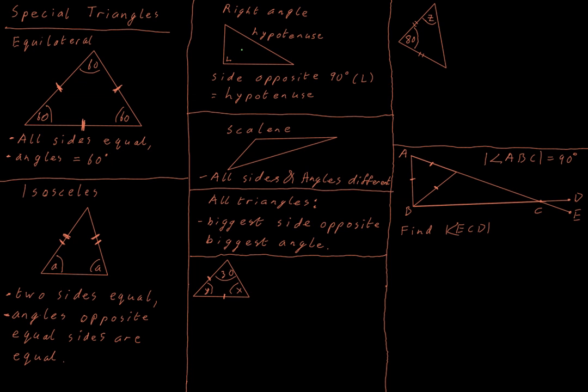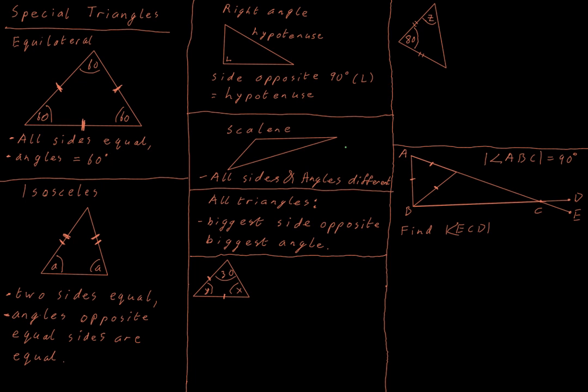And across from that 90 degree angle, we have the hypotenuse. It's an old Greek word, and it means the longest side, the side across from the 90 degree, from the right angle. We will do a lot more work with these in the long run, but for now, that's all we need to know. And finally, scalene is the name for a triangle where all of the sides and all of the angles are different.